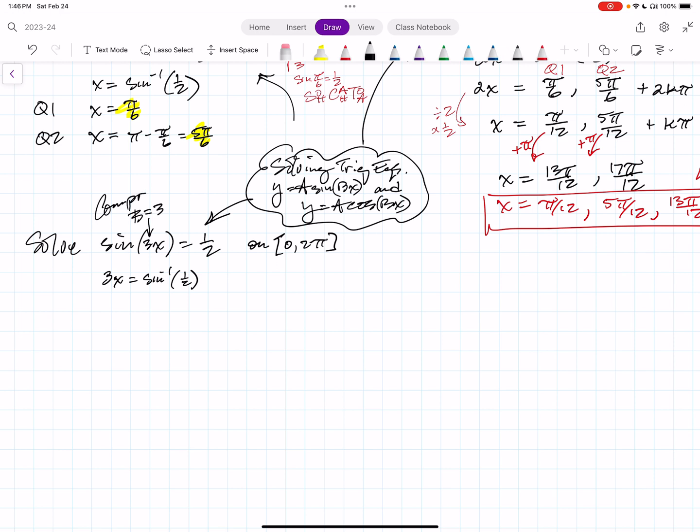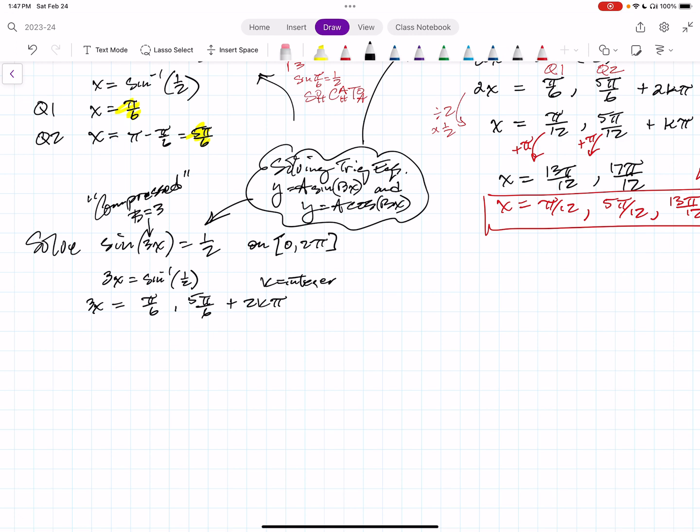So it's going to oscillate 3 times between 0 and 2 pi, as opposed to only once. It's going to go up, down, cycle 3 times from 0 to 2 pi, which means we're going to triple the number of solutions. So I'm expecting 6 solutions here. So I have 3x is equal to, again, the first two solutions from the parent function, pi/6 and 5 pi/6, plus multiples of the period, 2k pi, where k is an integer here.